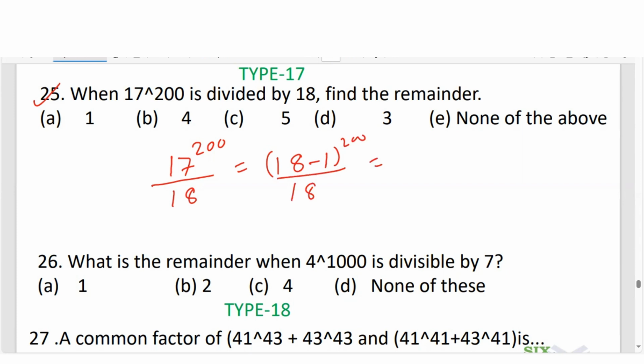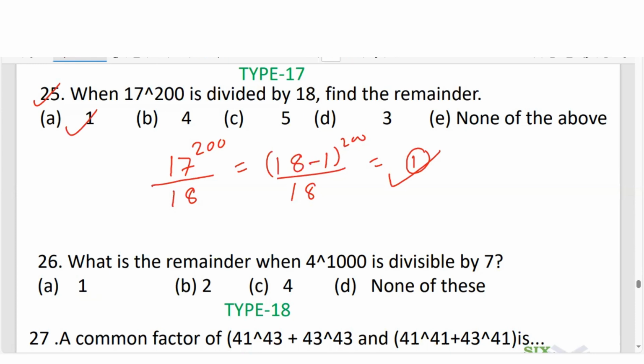So what do you know? This 18 can be cancelled. This is the technique: 18 can be cancelled. What will we get? Minus 1 to the power 200. You know, negative 1 to an even power gives positive 1. So only 1 we will get. So our right answer is 1. The remainder is 1. So you can always use this technique.